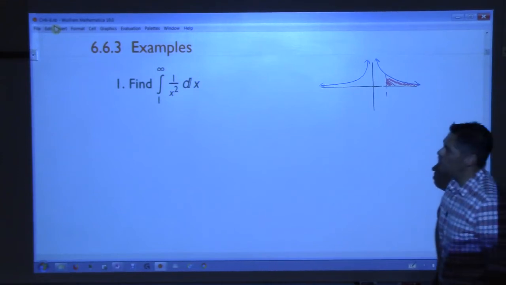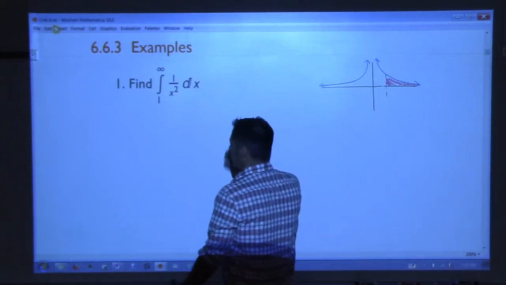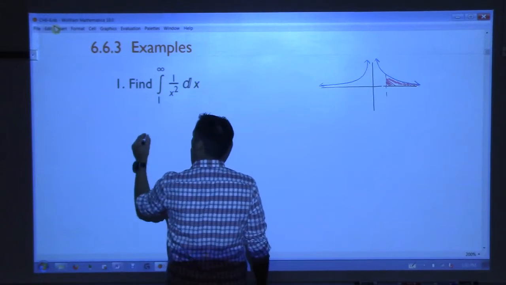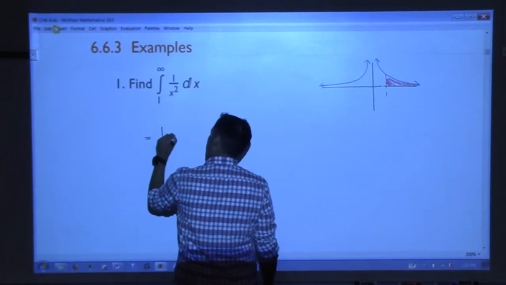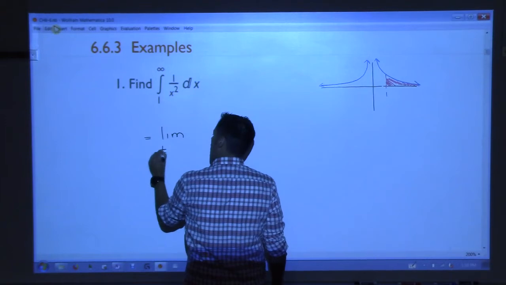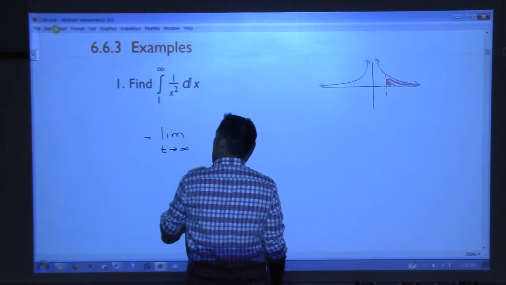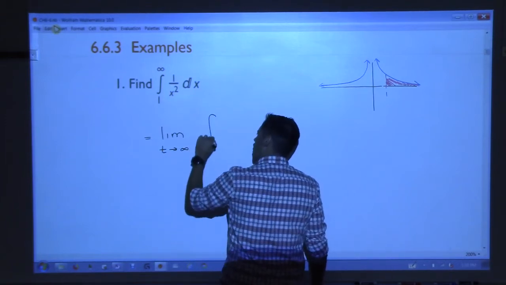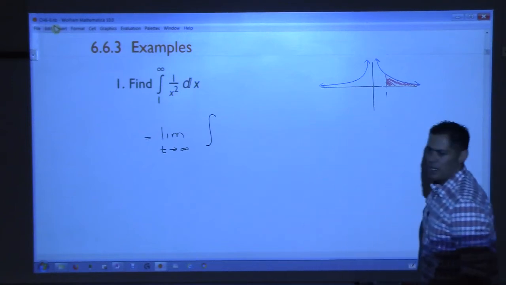Well, according to the notes, here's what we need to do. This will be equal to a limit, and what we're going to do is let t go to infinity. And we're going to rewrite the integral. And what are we replacing with t?